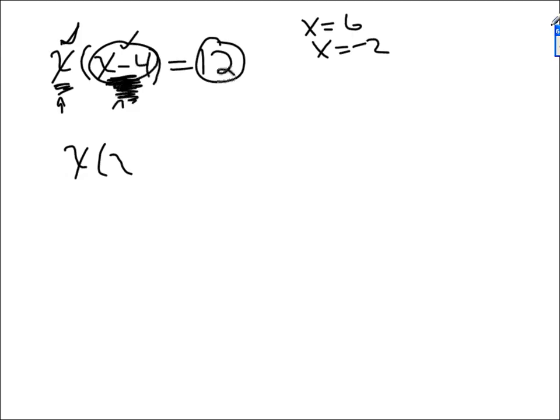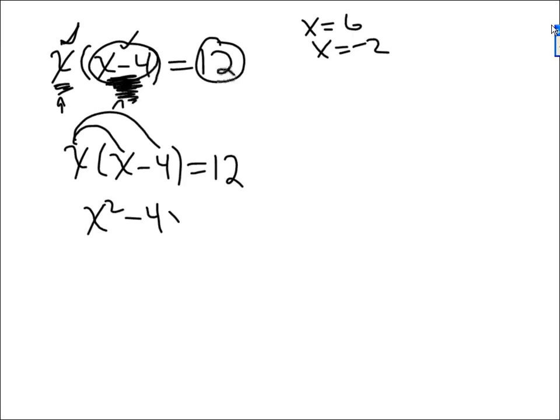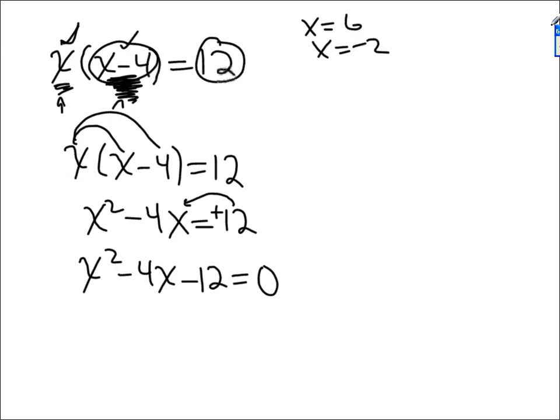So you have x times x minus 4 equaling 12. Distribute. You get x squared minus 4x is equal to 12. And understood positive 12. When you bring it to the other side, it just becomes minus 12. And then you try to factor.